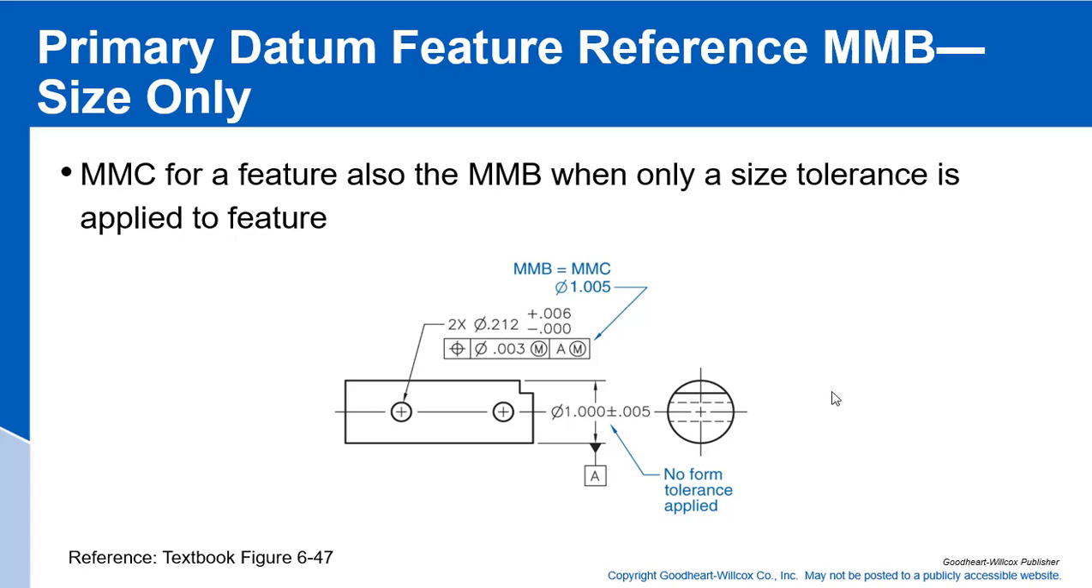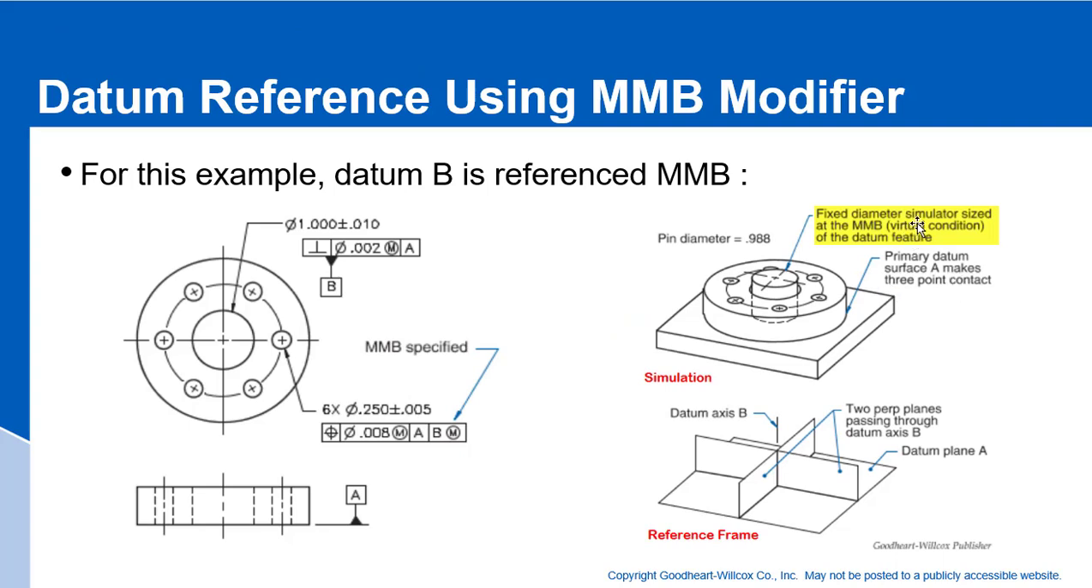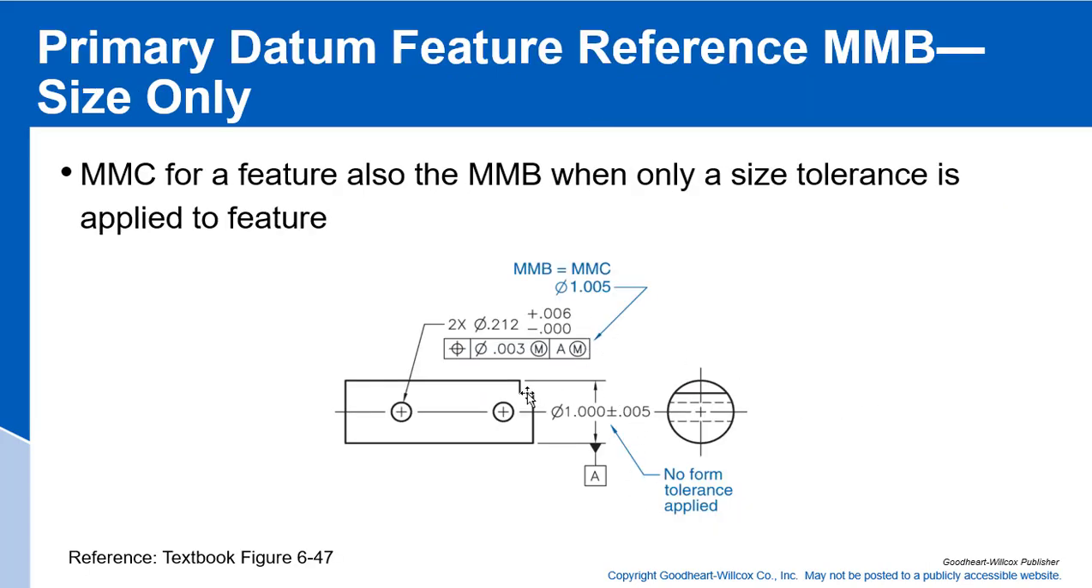In this particular case, we have a primary datum feature referenced MMB, but we only have size. In the last example, we used a virtual condition, because virtual condition took into account the maximum material condition plus the tolerance of this form. In this case, we don't have that. We have no form tolerance. We just have this size tolerance.